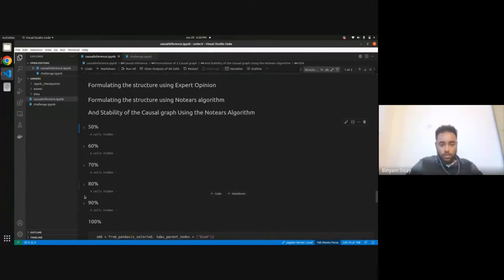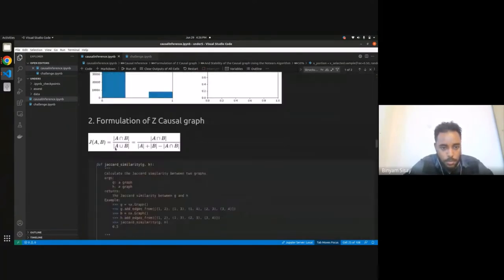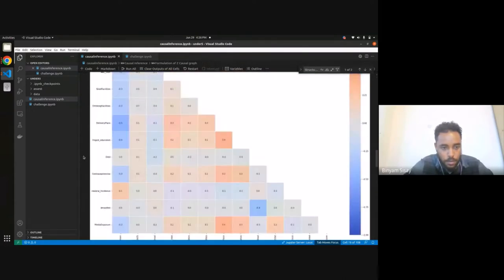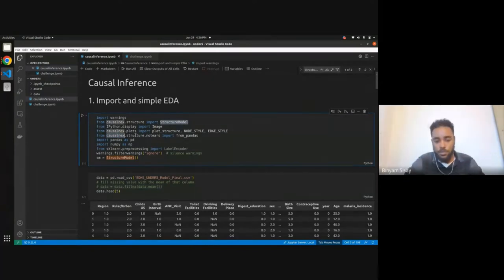So to assess the stability of the graph using NOTEARS, let me show you how NOTEARS works. We have from_pandas, an API provided by the CausalNex library that I used, and it uses the structure NOTEARS algorithm. Using that, it will take it from pandas. Now the first step, compiling it from the expert opinion, was done by the structure module. But for now, we will only be using from_pandas.